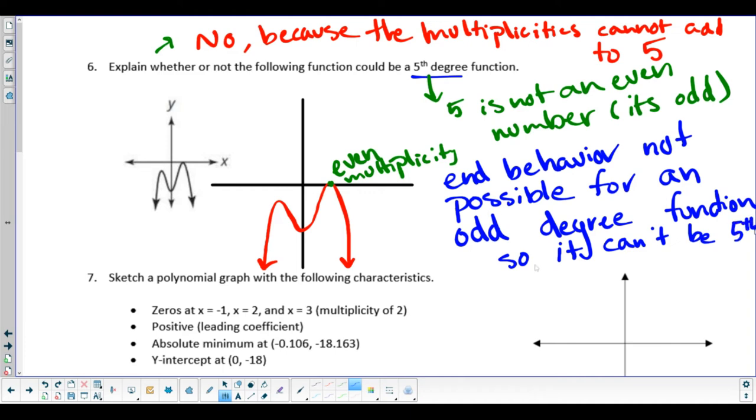Right? This one's cool because you kind of have to prove it. You have to tell me why or why not. And there's multiple ways you can think about it. You can do the zeros and the multiplicities. You can do the end behavior. If you know more about the imaginary roots, you can talk about that as well. There's a lot of different aspects to tackle these types of problems. But really what's important is that you can analyze the different key characteristics that make something possible as an odd or an even degree function.